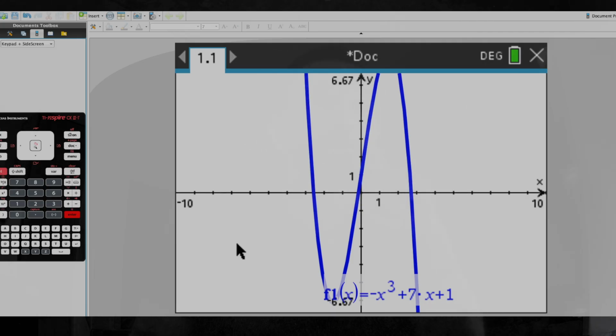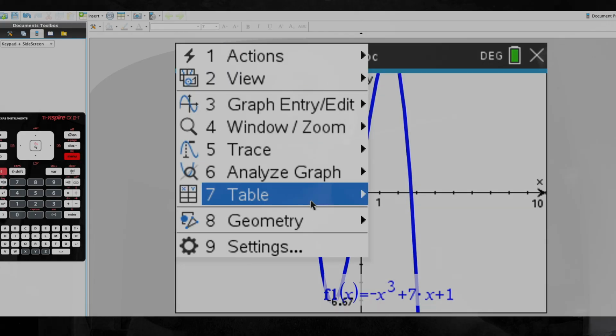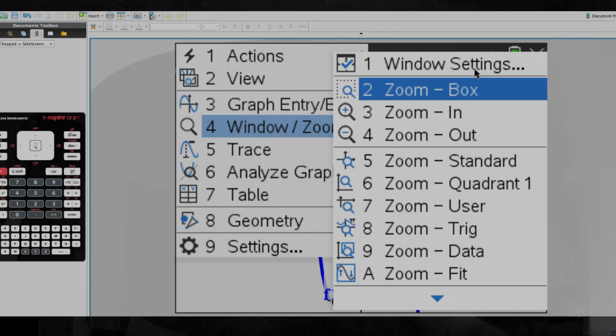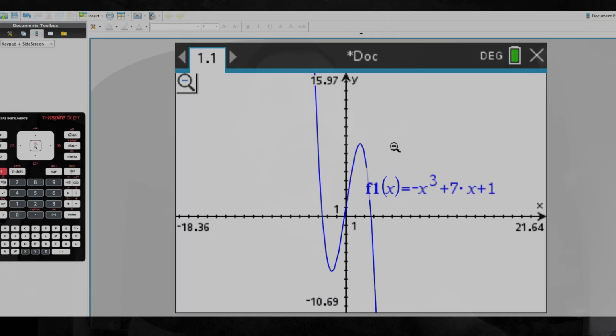But the thing is that I don't see the whole part of the function. So I need to zoom out. So I'm gonna go in menu and I'm gonna choose zoom out. Press one time and here we go. You have your function. Now, what I'm gonna tell you right now is optional, but it's gonna really help you to graph your function better, okay? And be more sure about your final answer.